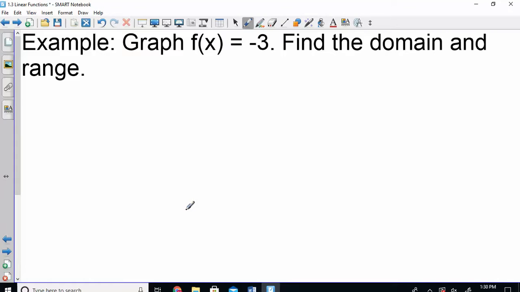Alright, what about this one? Except it's horizontal. Yes. f of x is the same thing as y. So it's like saying your y is -3.